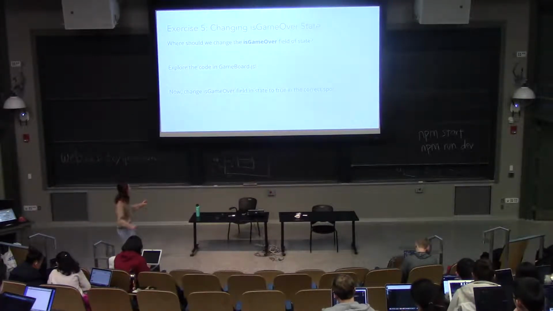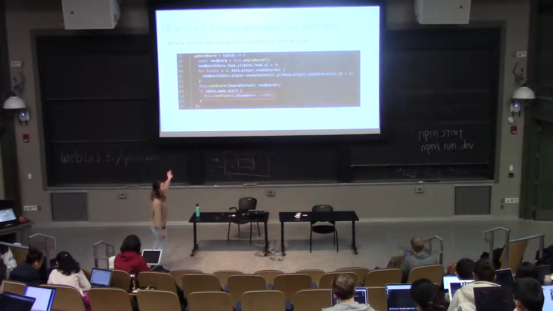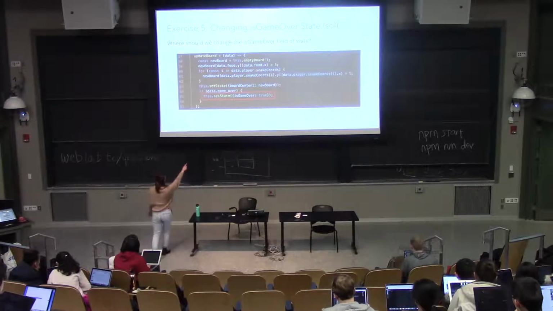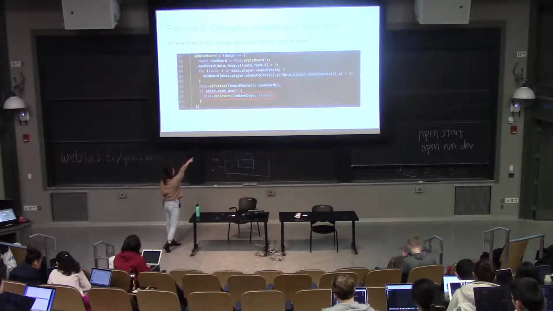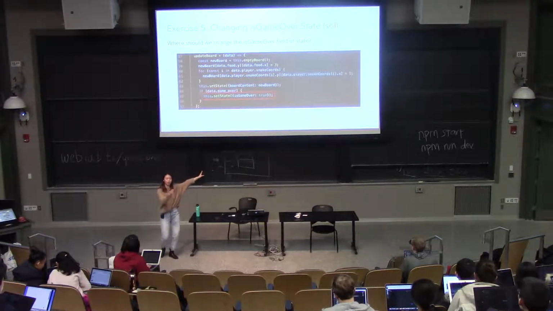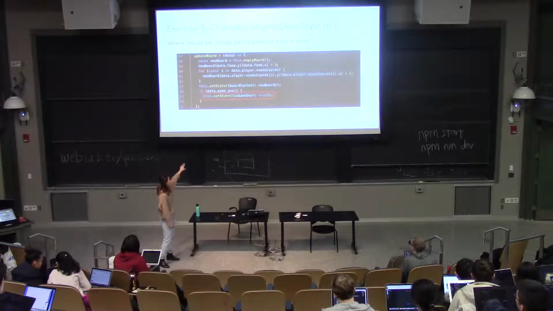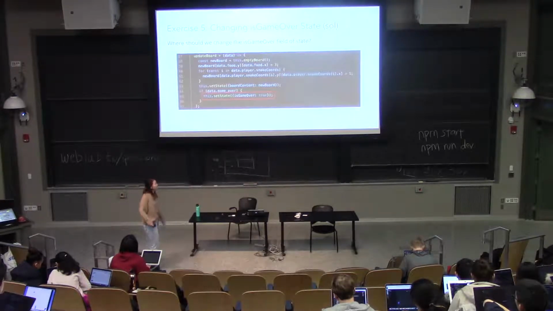So that should have just been a quick line, and I'll show you guys right now. In here we have this.state.isGameOver, true. And we don't have to worry about the other fields in state. This will update just this one field, the game over field, in the game board state. So we'll leave that up on the side of the screen.